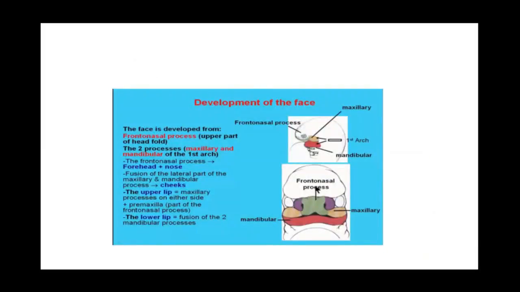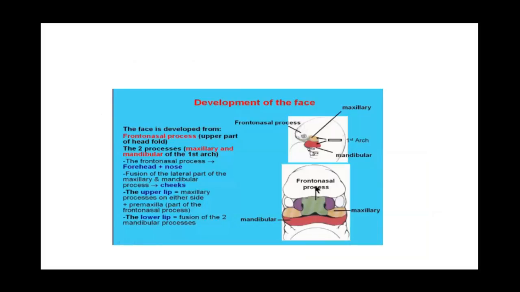Then how does this progress further? Now the frontonasal portion, if you see in this, this is the maxillary. These are the two colors that I have shown. The green one is your medial one, purple is your lateral process, and the red is the mandibular process. So you can all visualize how these different parts are going to be correlated with the development of the different parts of the face.